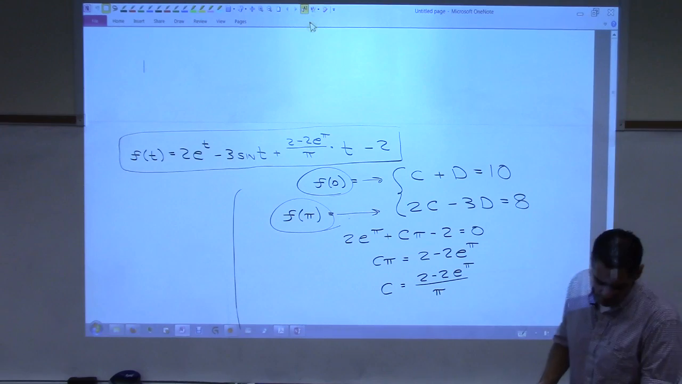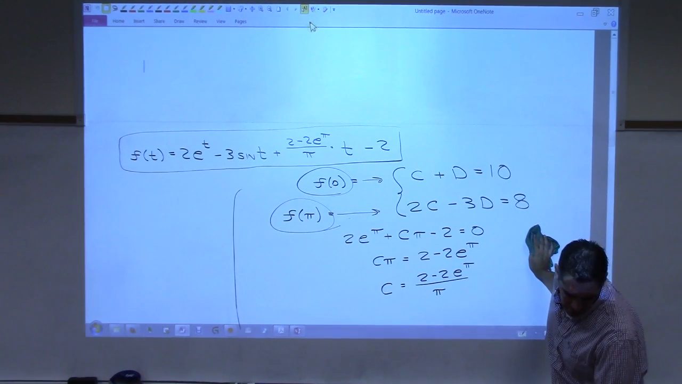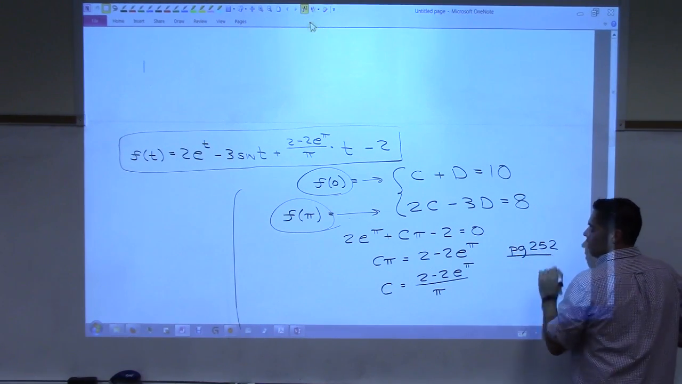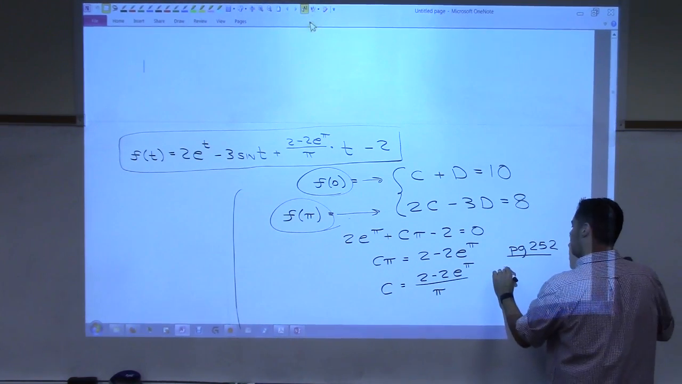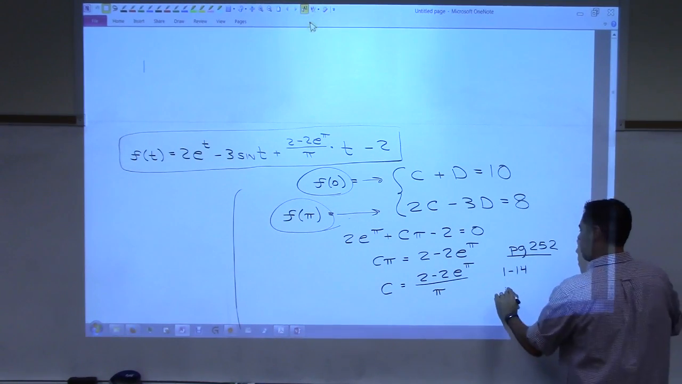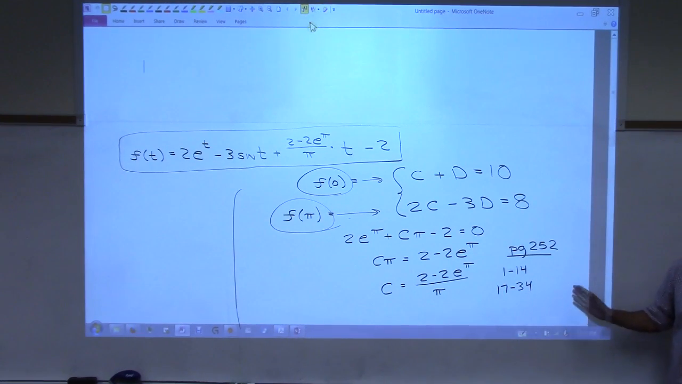What I recommend for your homework is that you look at page 252, and I recommend that you do 1 through 14 and 17 through 34. This is highly recommended, especially for those of you going on to take Cal 2. There's no way you can do Cal 2 unless you've really mastered this section, because everything in it is very much assumed you can do easily.